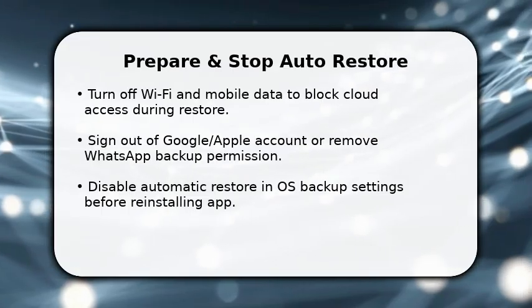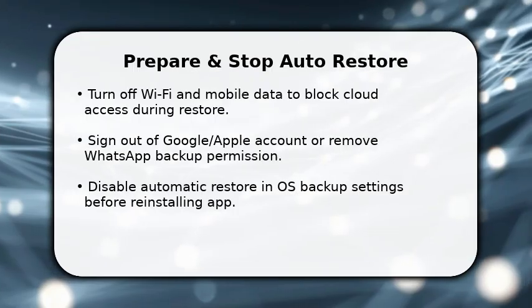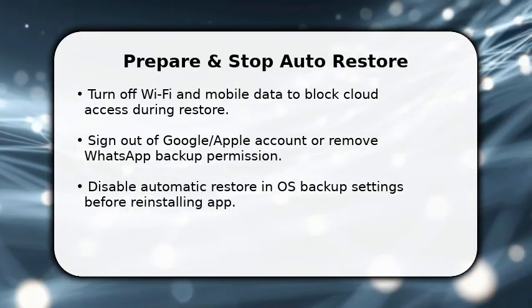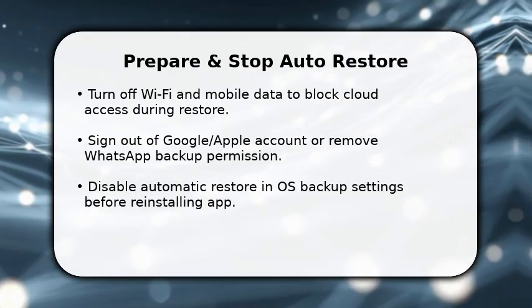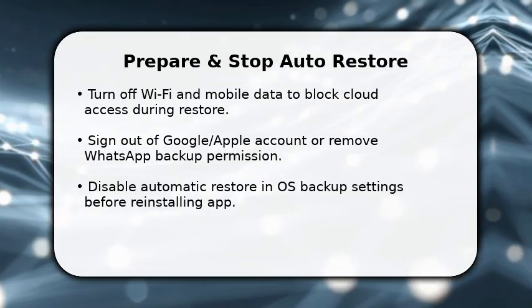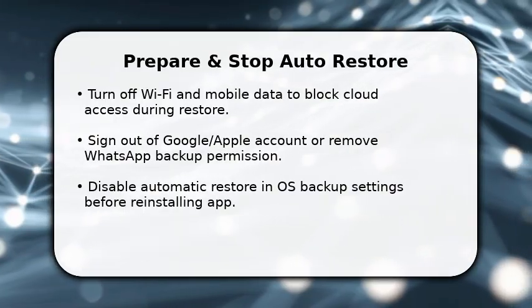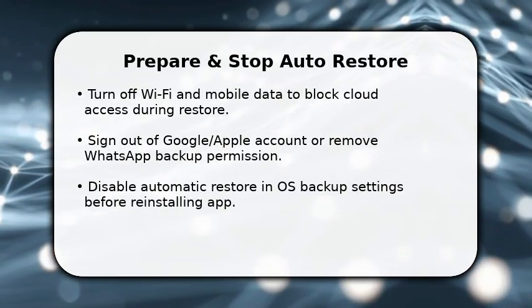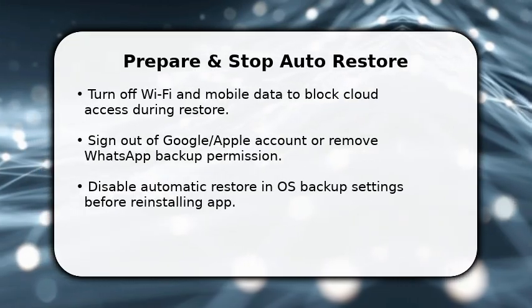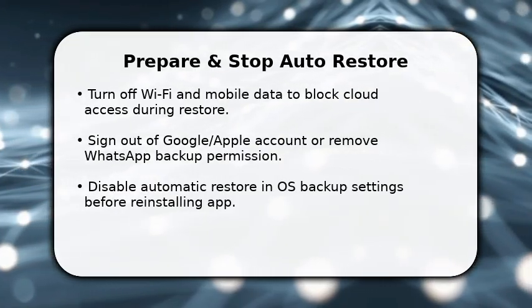You start by cutting network access so WhatsApp cannot reach the cloud. Turn off Wi-Fi and mobile data now. Next, remove or sign out of the Google or Apple account tied to your backup because permissions allow automatic pulls. Once done, head into System Backup Settings and disable Automatic Restore. This prevents OS-level restore kicks.